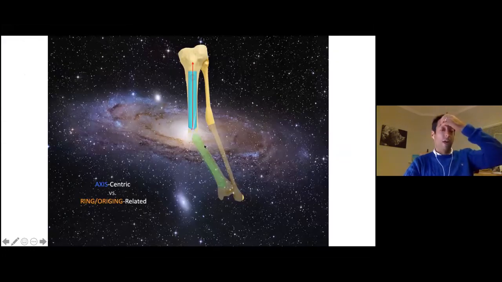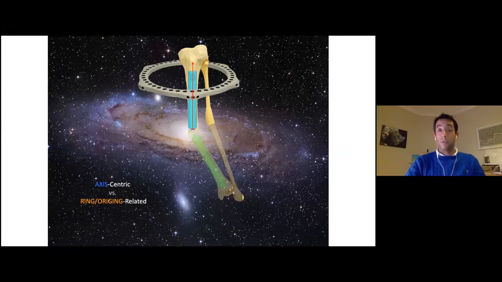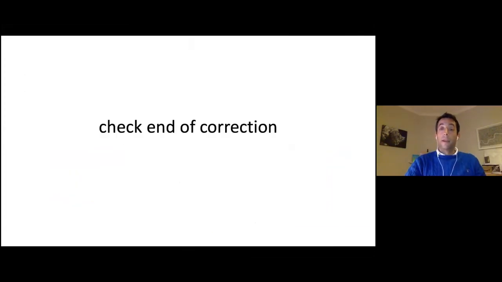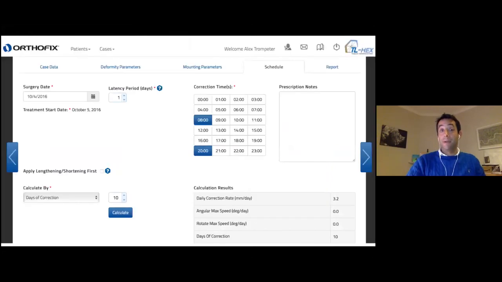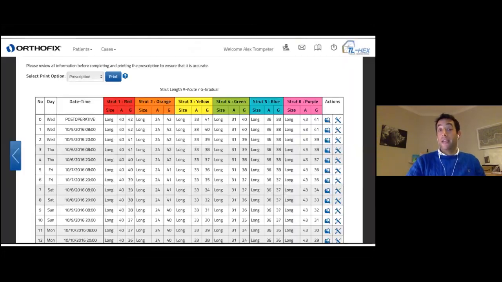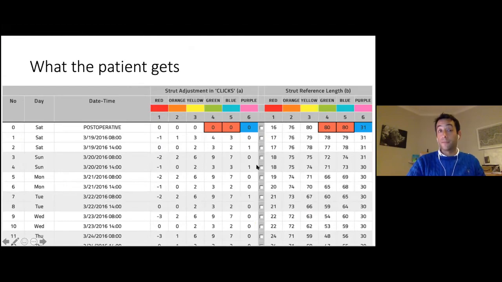For those of you that are really interested, TL hex and TSF measure things differently. I'll skip past that. You don't need to know that. And then at the end, you define your time scale, and that's based around the rhythm and rate of correction and any latency period. And then the patient usually gets a prescription that tells them how to adjust each strut each day such that the correction is undertaken.